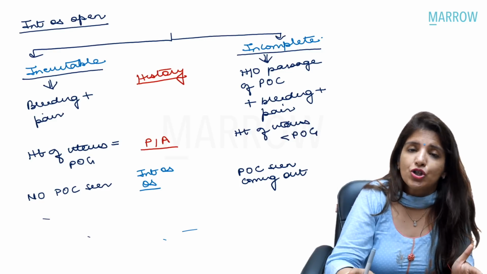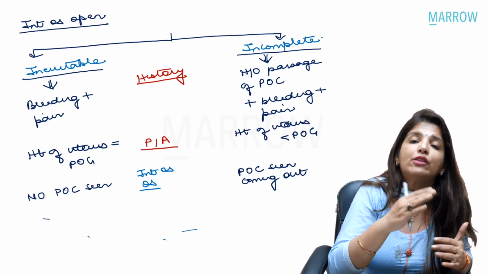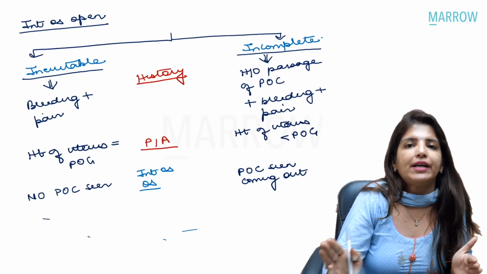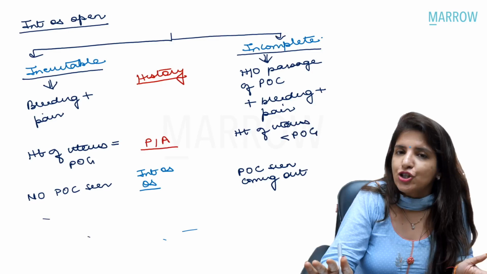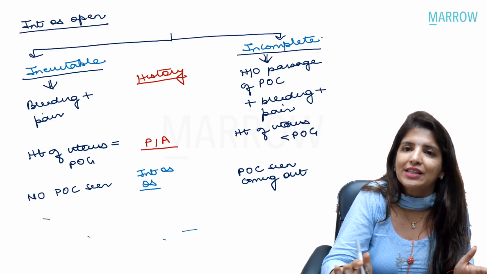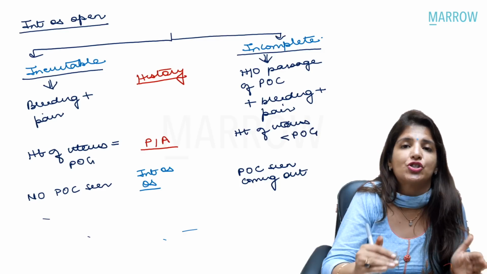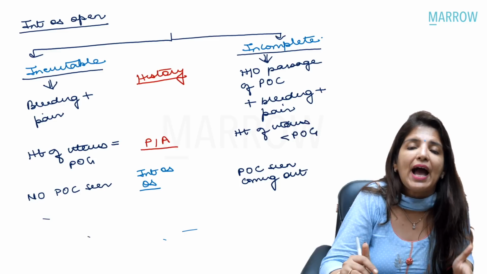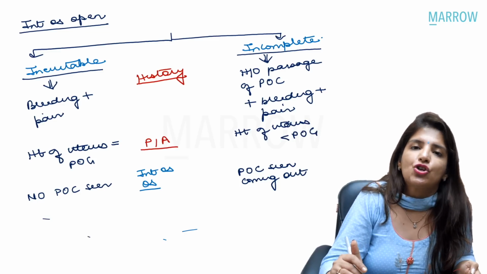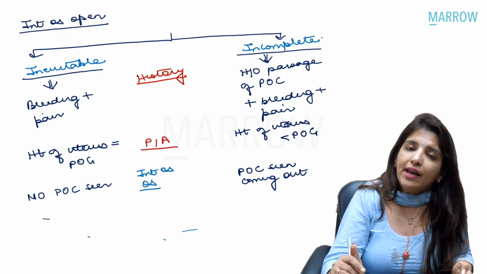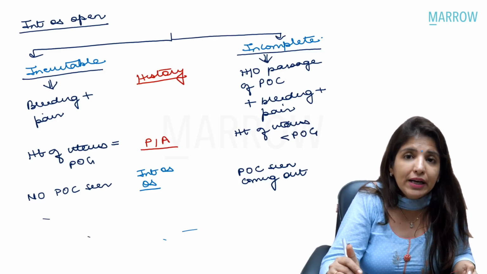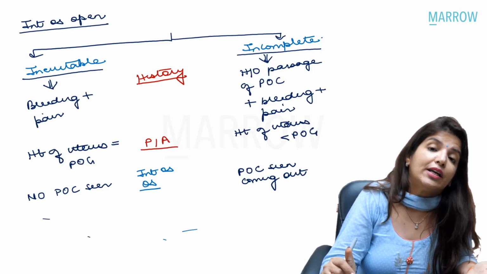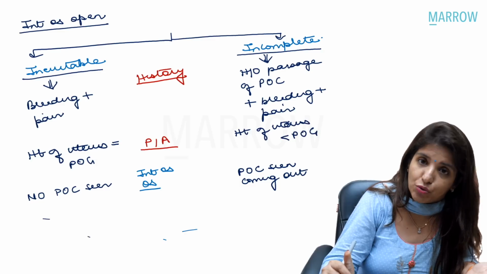Whereas incomplete abortion means the process of abortion has started and the fetal parts have started coming out, right? That's the difference between inevitable and incomplete abortion. Now, in both these conditions, internal os will be open, and in both these conditions, again, based on history, we can tell which type of abortion it is. In case of inevitable abortion, the patient will complain of bleeding and pain, but there won't be any history of product of conception coming out. Whereas in case of incomplete abortion, there will be bleeding, pain, and the patient will specifically give you a history of product of conception coming out, right?